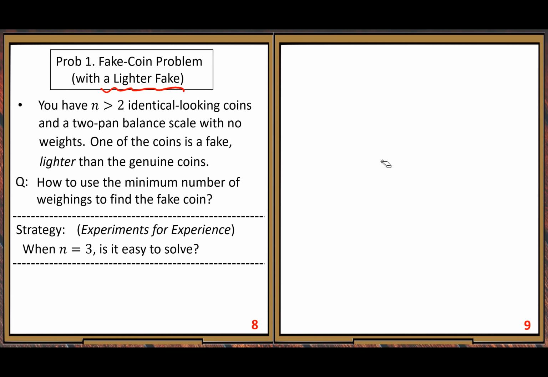n greater than 2, and we did 3 last time, right? So pretty easy. We just put 2 coins on the 2 pans of the scale, but 1 off the pan. So here you can see for all the coins we consider, there are 3 different states, not 2.